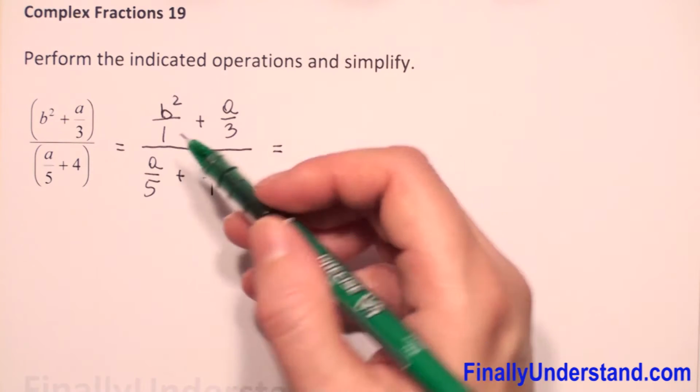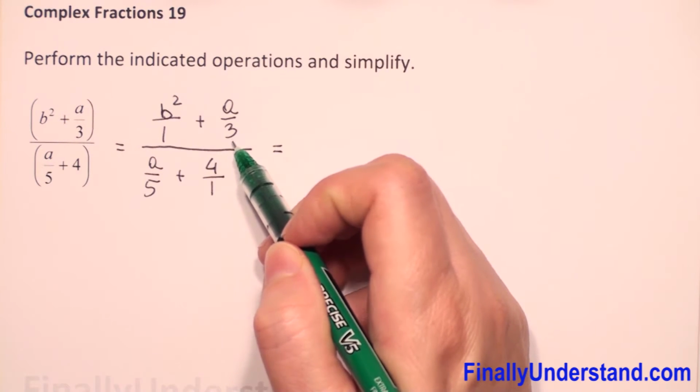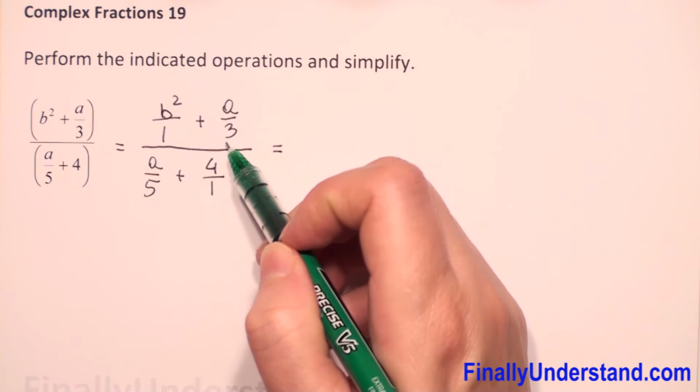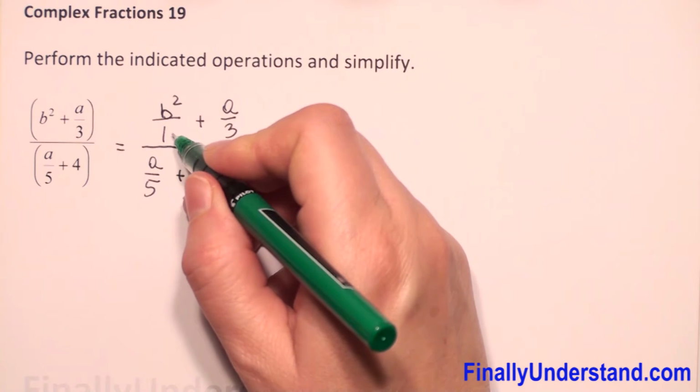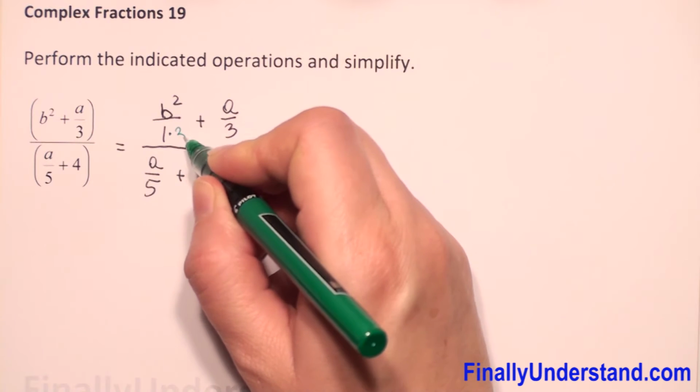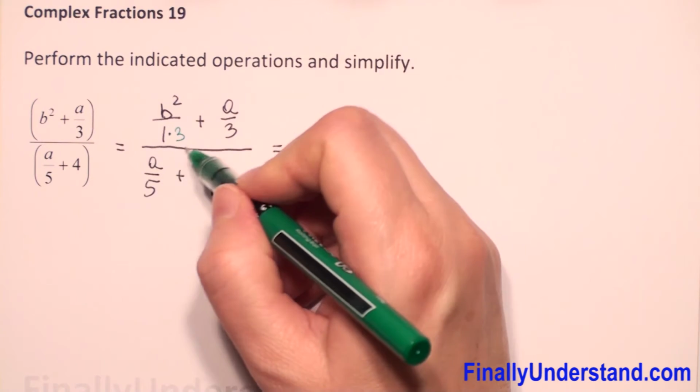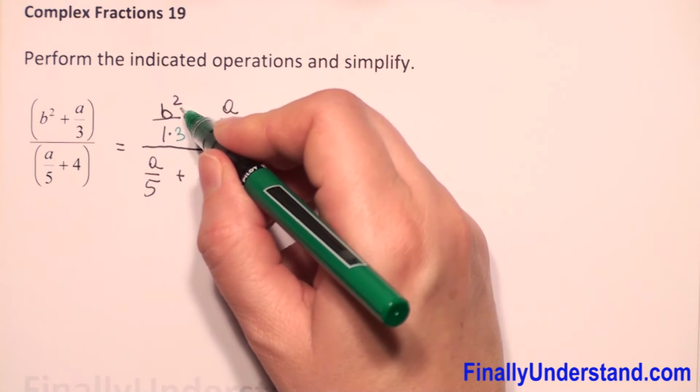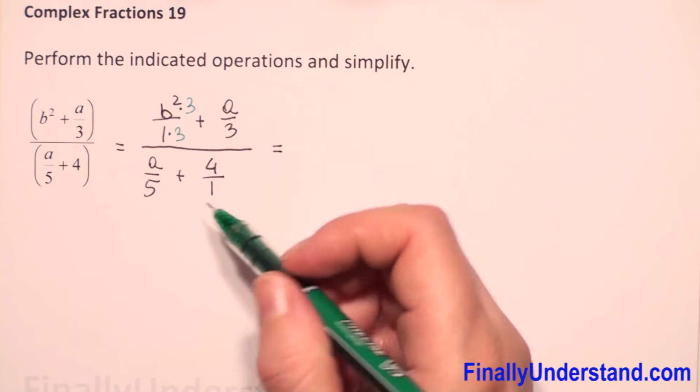So we have 1 and 3. The least common denominator for 1 and 3 is 3. I need to multiply 1 times 3 to get 3. Whatever I did with the denominator, I have to do the same with the numerator.